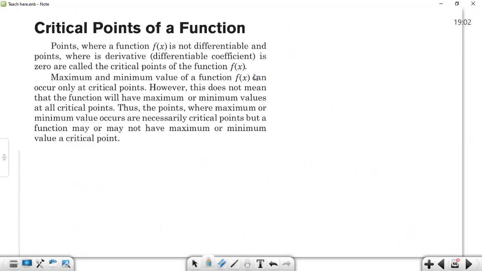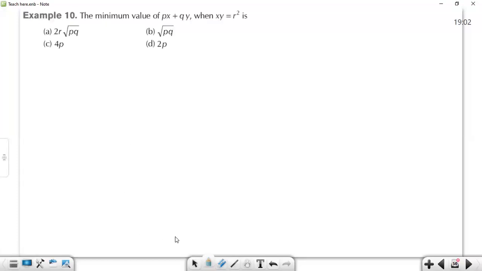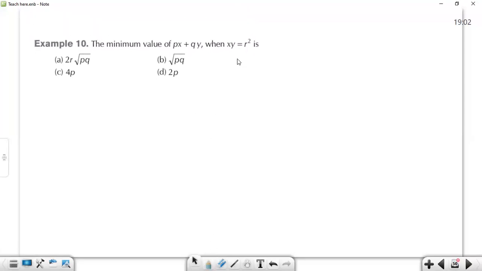So some good questions. The minimum value of px plus qy when xy equals r square. So it's a given function which has two variables, px plus qy. What is the obstruction here in front of us? Can you identify what the problem is, why we are not able to solve this question right now?